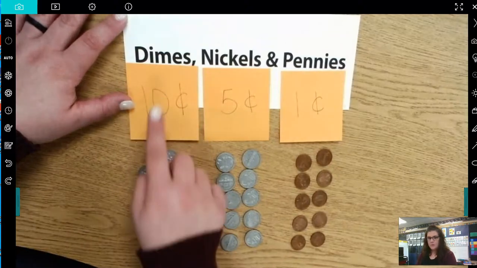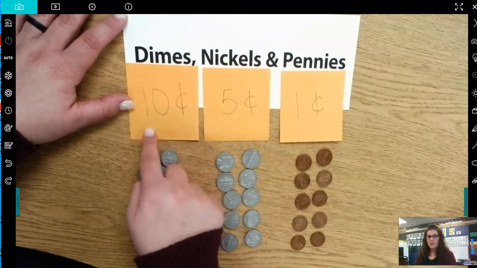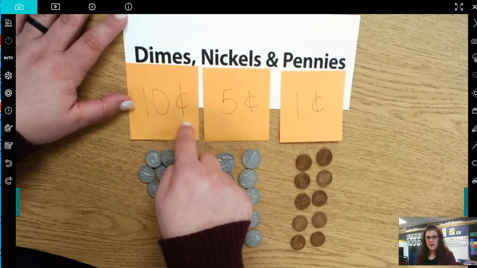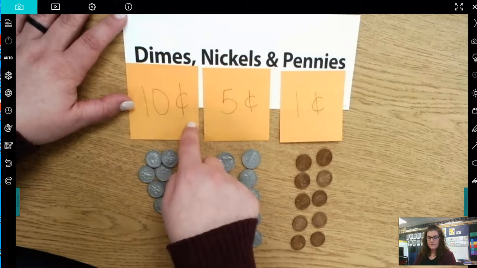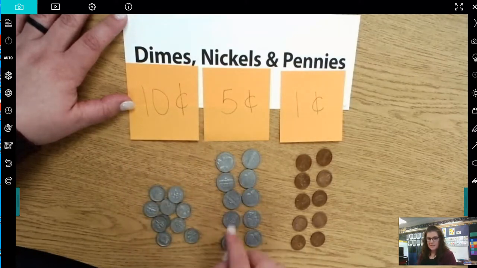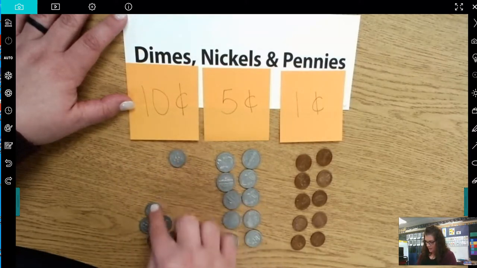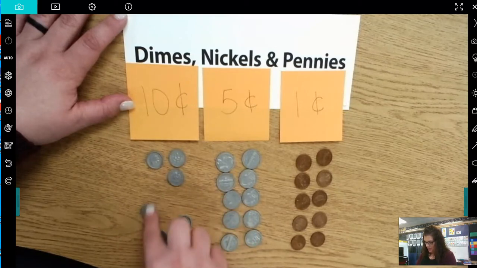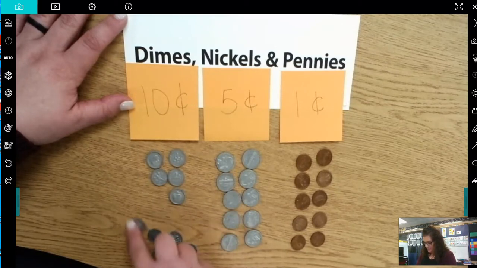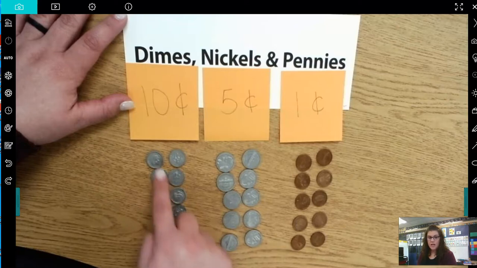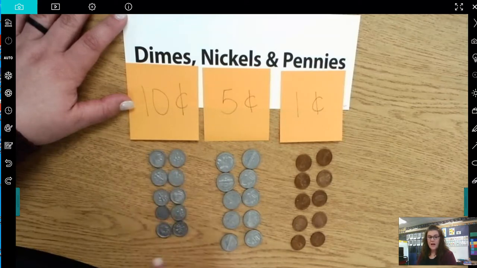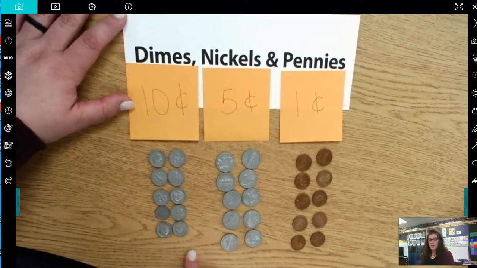Finally, as a reminder, dimes are worth 10 cents. Say that with me. Dimes are worth 10 cents. Good. Let's count by tens and see how many dimes we have. 10, 20, 30, 40, 50, 60, 70, 80, 90, 100. Which means if we have 100 cents, we have $1. 100 cents is the same as $1.